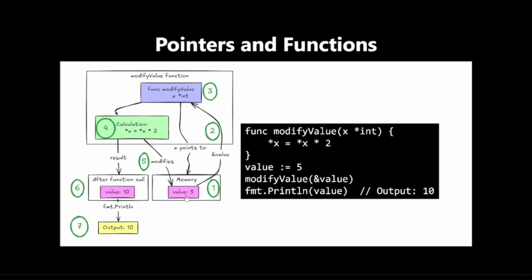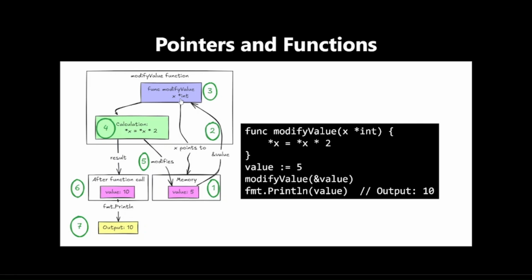This is what &value means. It's getting the address of our variable. The modifyValue function receives this address as a parameter x of type *int. This means x is a pointer to an integer.